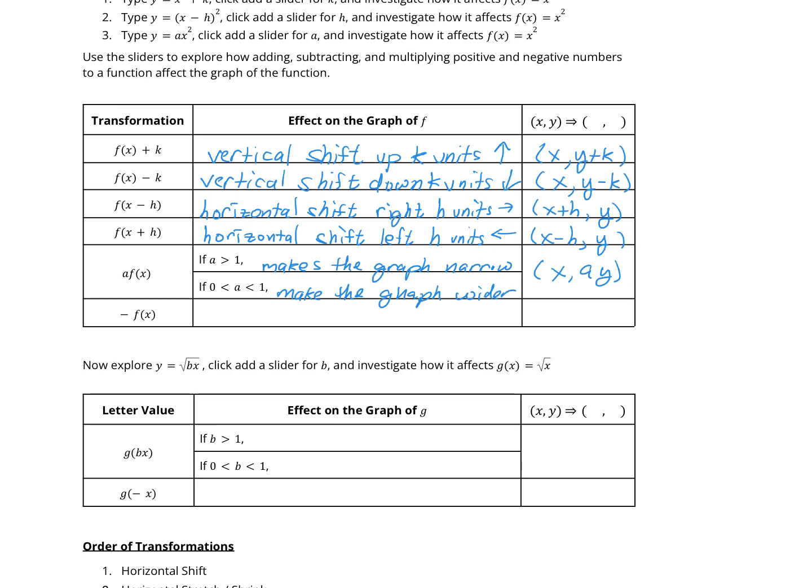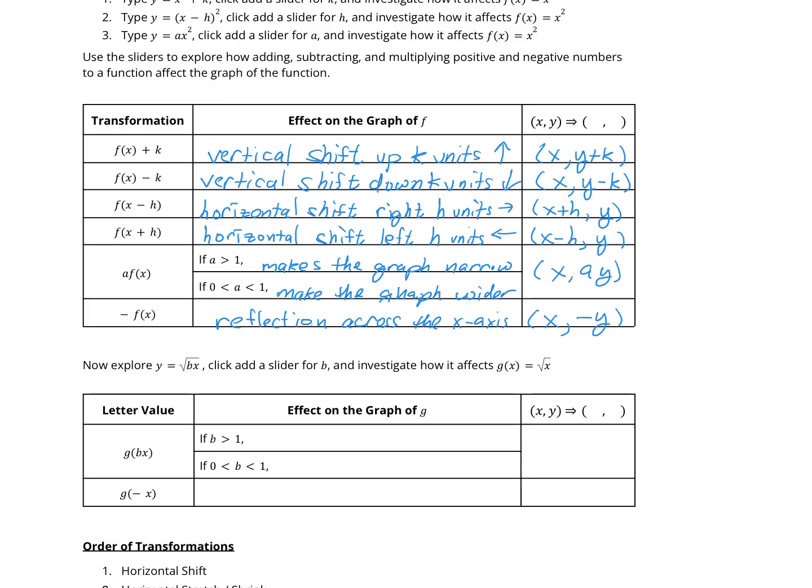When you multiply the entire function by a negative, it's going to reflect it across the x-axis. So this is a reflection across the x-axis. It's going to take ordered pairs that have a positive y and make it a negative y, and ones that have a negative y into a positive. So it reverses the sign of the y coordinate.